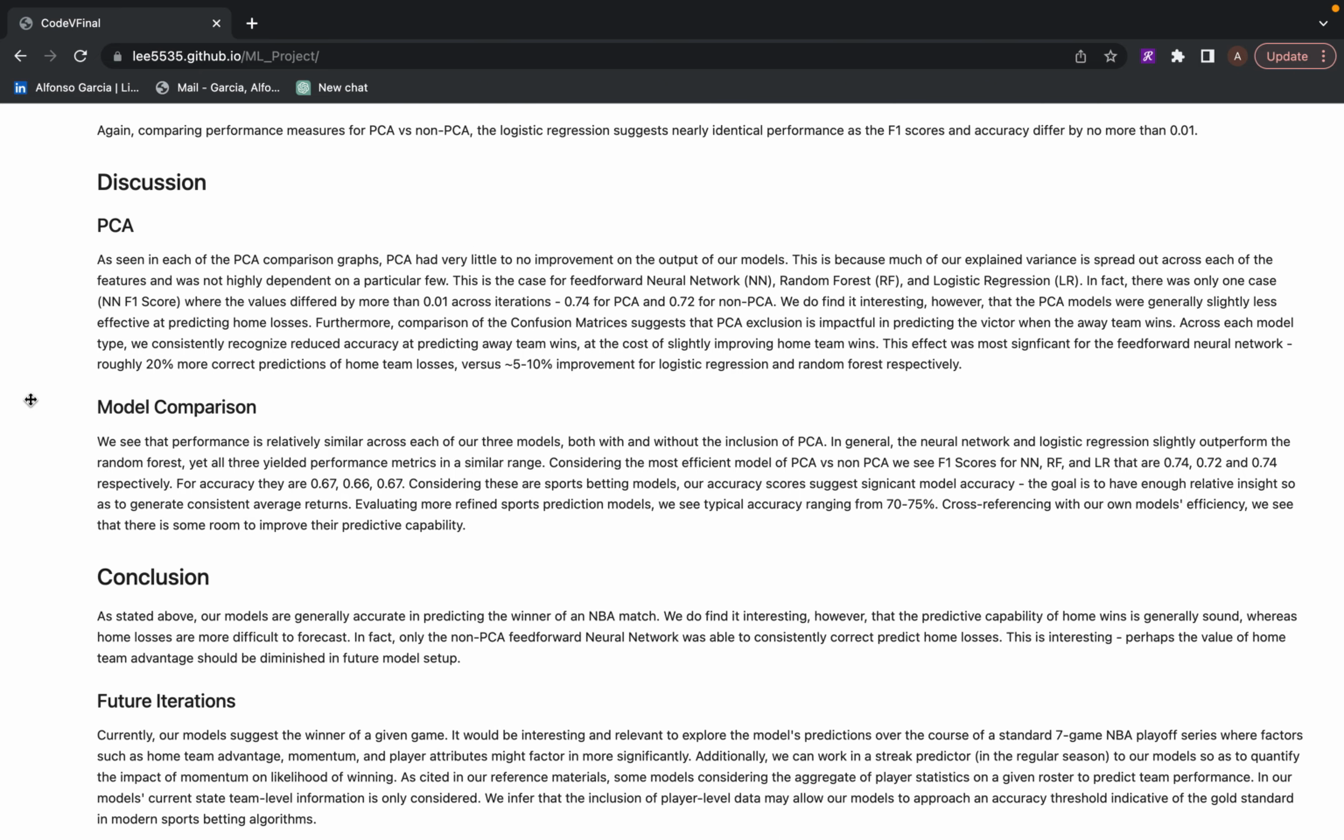Contextualizing results, we see that PCA generally has little to no improvement on model output. This is because much of our explained variance is spread out across each of the 100 or so fields, and that looking at a linear combination of 39 of them does not necessarily improve model performance. This is the case for all models.